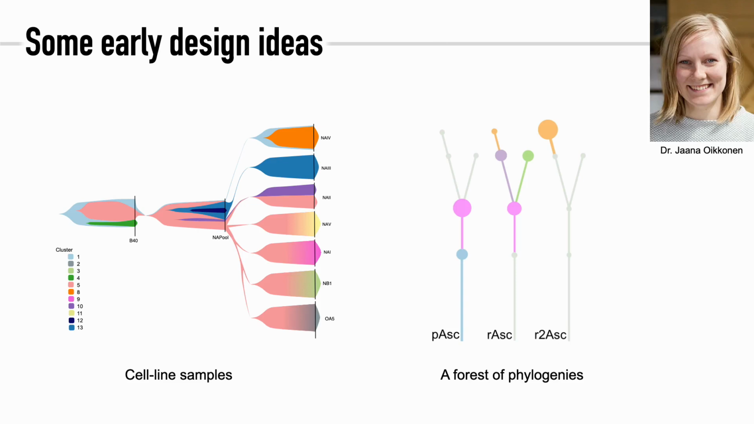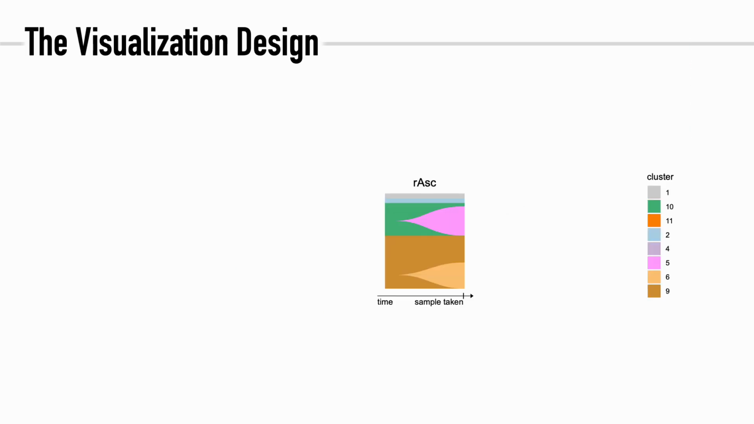Here are some early design ideas from my colleague Dr. Jaana Oikkonen. And for instance, this one actually looks a bit like the jellyfish you are eventually gonna see. But she also had experiments with other designs like a forest of phylogenies, where the areas of the nodes depict the subclonal frequencies. But this becomes quite difficult to reason about when the number of samples and subclones grows large.